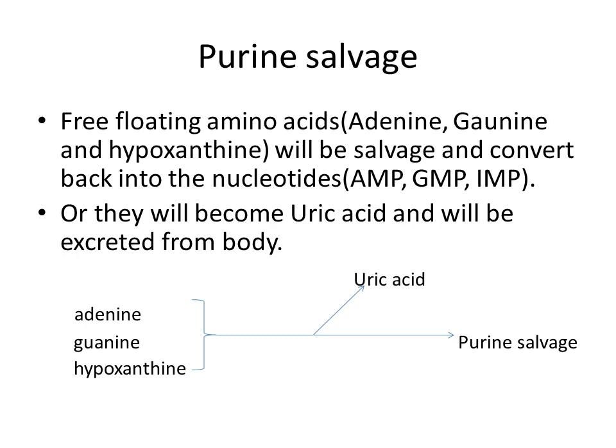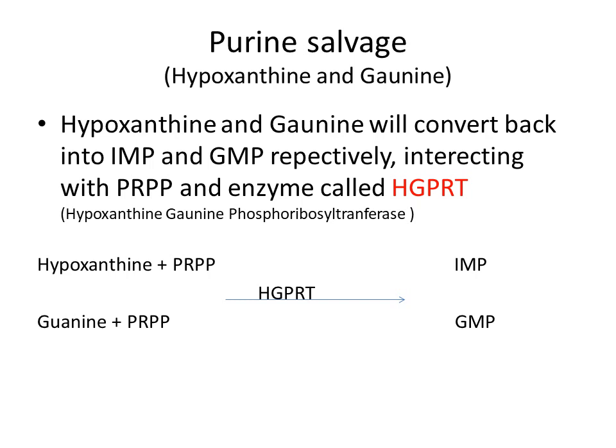We have talked about purine synthesis, and now we will talk about purine salvage, how purine salvage works. Free floating purine bases will be salvaged or converted back into nucleotides, or they will become uric acid and will be excreted from the body. We are going to first talk about hypoxanthine and guanine.